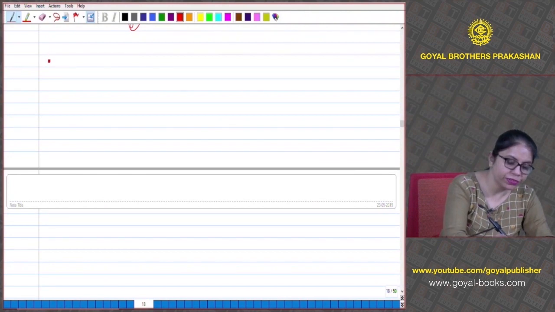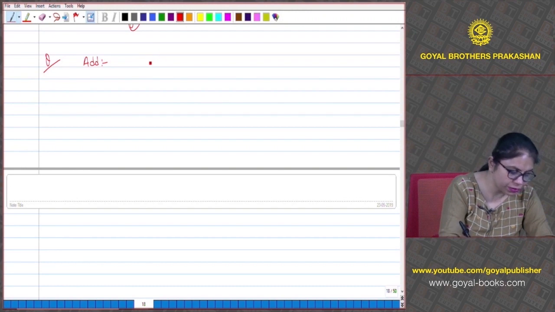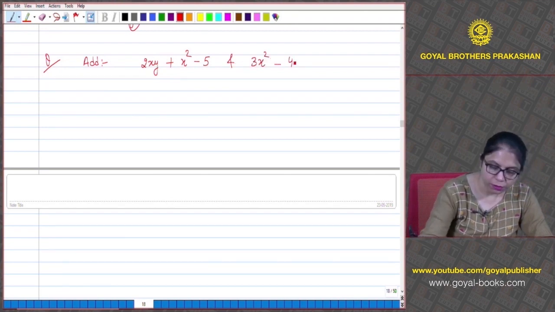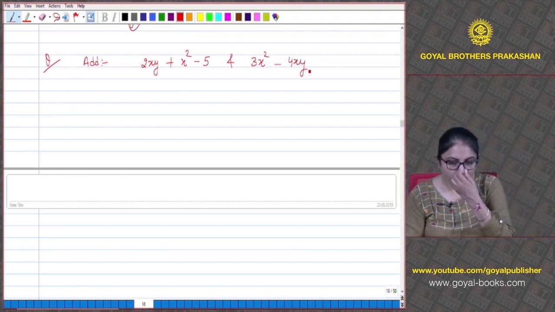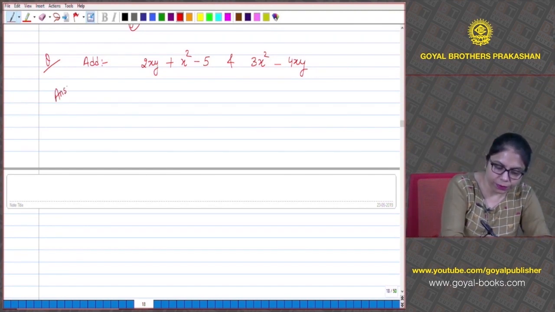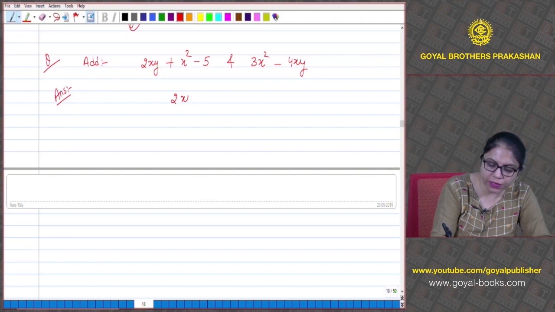Now let's see another question. Add. You have to add the expressions. To add or to subtract expressions, for both these operations, we have to first identify the like terms. How will we add them? See, first of all we will write our first expression. This is our first expression.